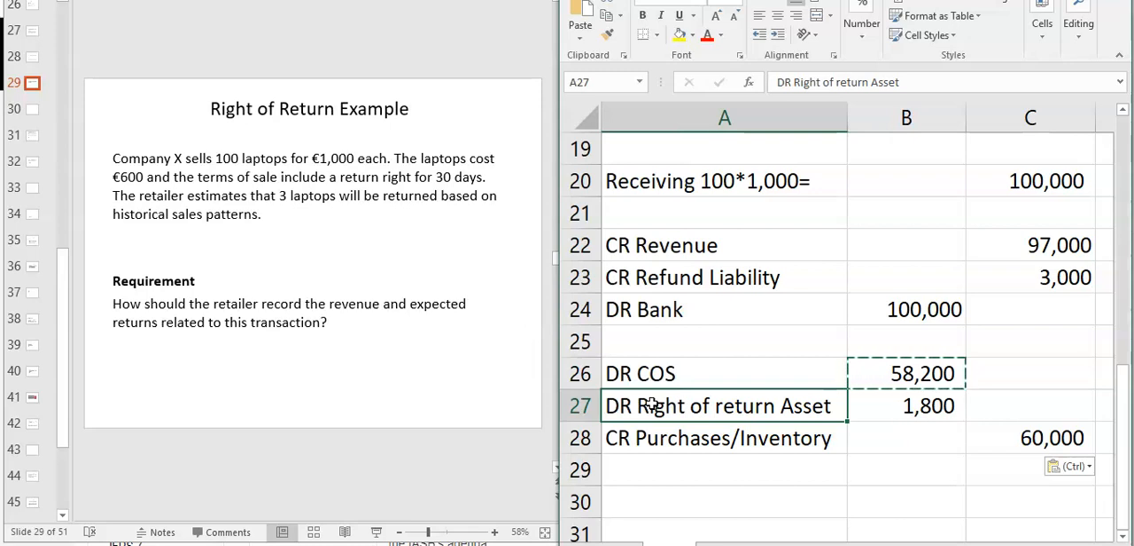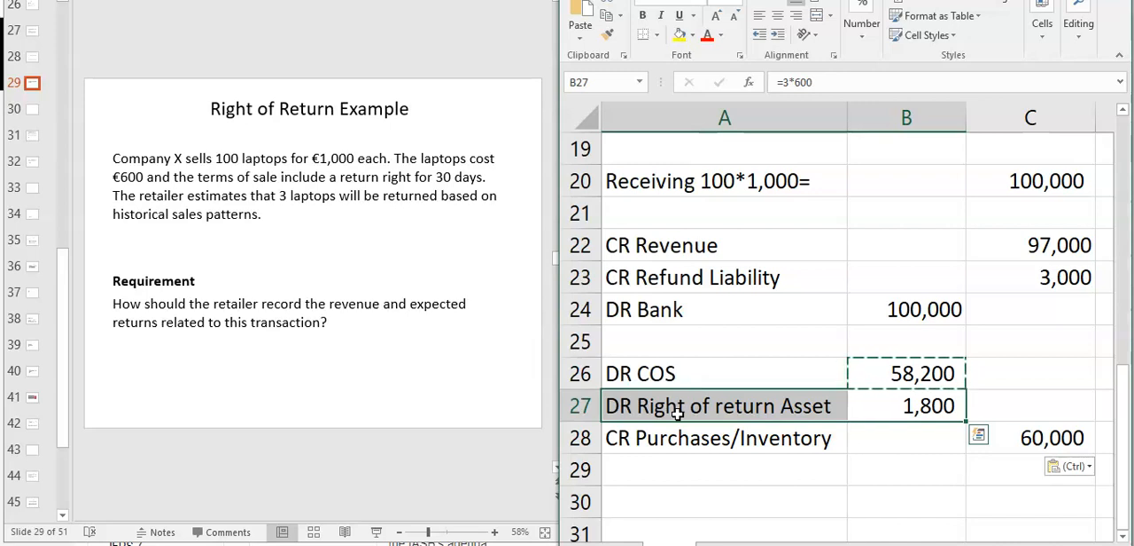We often just call it right of return asset when we're talking about IFRS 15 to make it clear for tutorial purposes. And then you will credit your purchase or inventory to say, well, you bought 100 laptops at 600 each. Some of them are going to cost of sales. Some of them are staying in inventory at the year end.